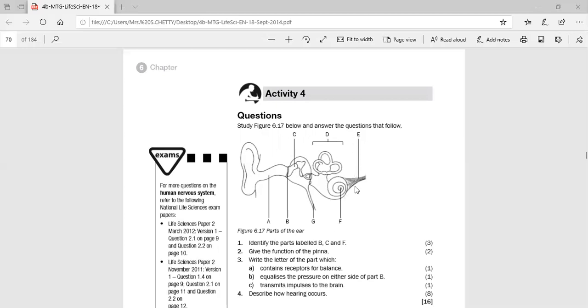E would be your auditory nerve, and F is your cochlea. And inside of your cochlea, you've got your organ of Corti, which is sensitive to those pressure waves. Okay, so I just want to do a little table for you just to capture all those receptors that we came across and what they are sensitive to.